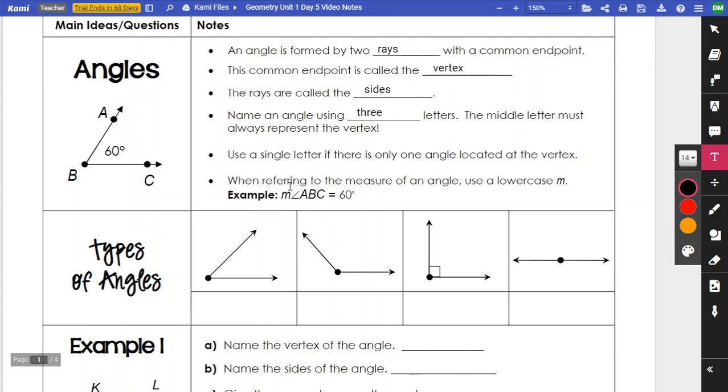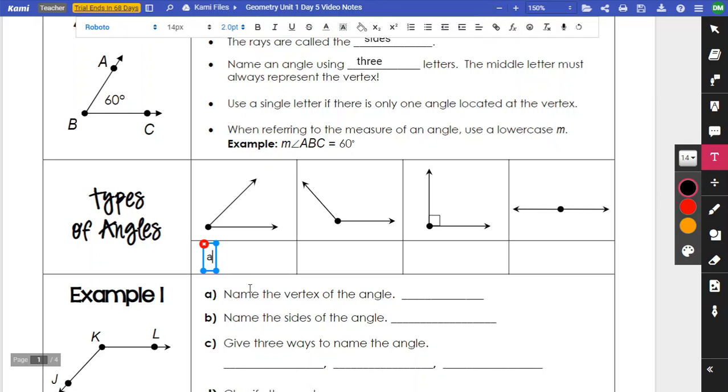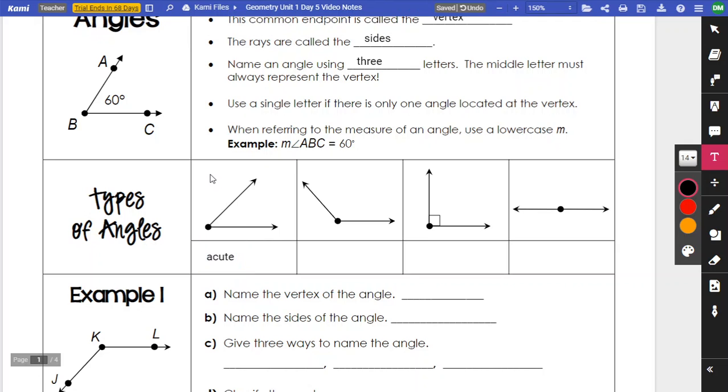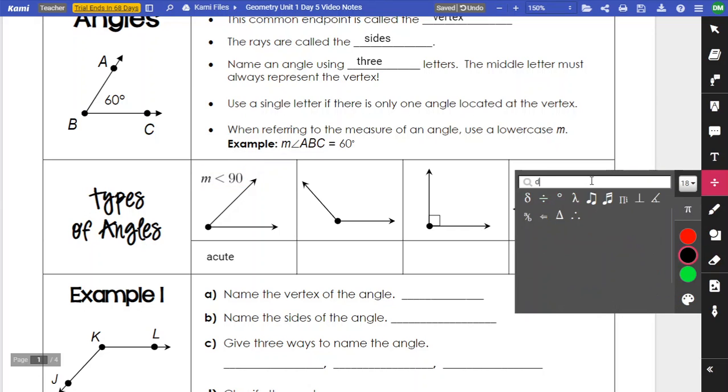Alright, so here's some stuff that you've seen before. We've got four different types of angles. Our first angle is acute, and an acute angle has a degree measure less than 90 degrees. So our measure here, m, is less than 90, and I don't know if I've used the degree symbol yet.